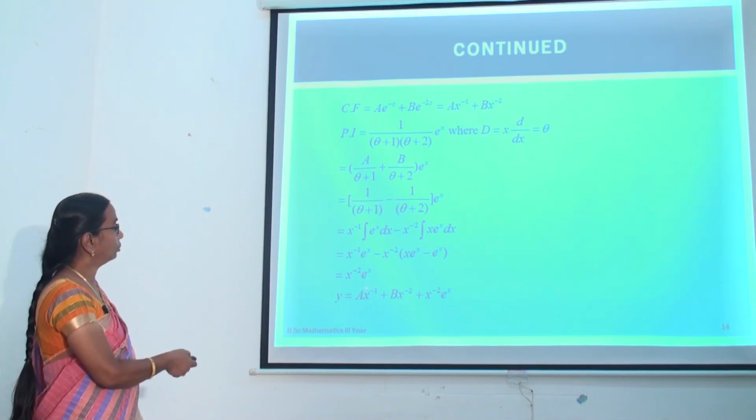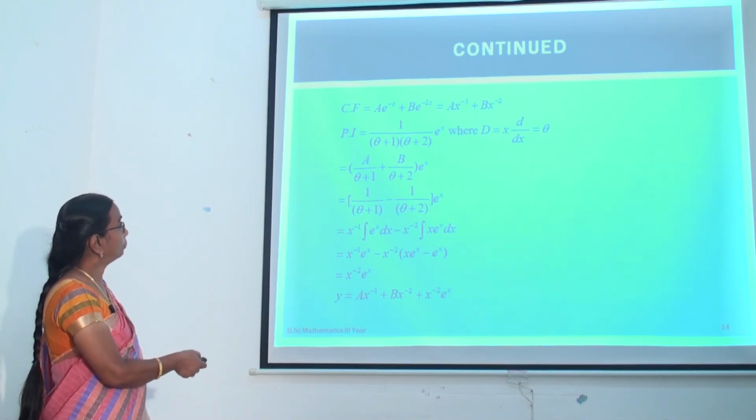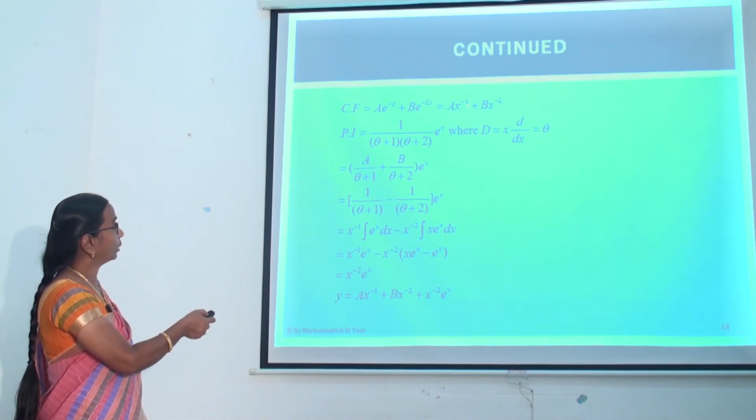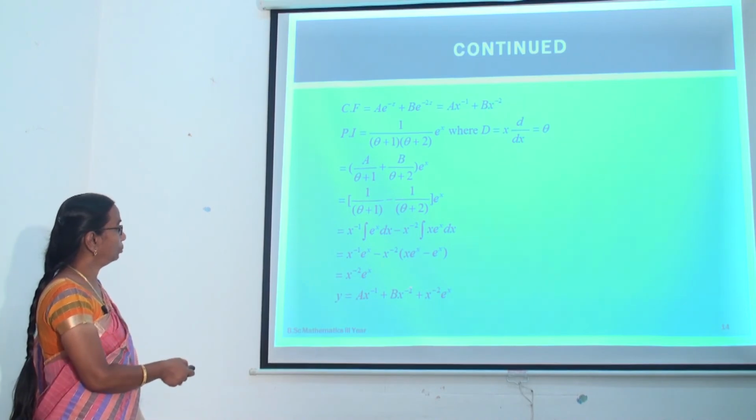Hence we can write y is equal to CF plus PI. CF is a into x power minus 1 plus b into x power minus 2, then PI is x power minus 2 e power x.